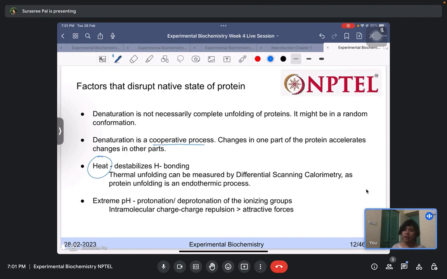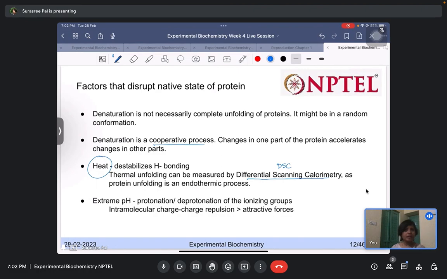This can be measured by a particular technique called differential scanning calorimetry, or DSC, because protein unfolding is an endothermic process. By measuring the heat change, we can observe the thermal denaturation of the protein.